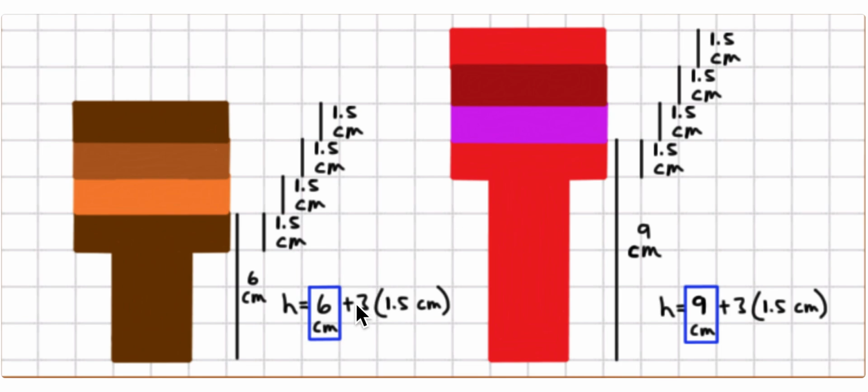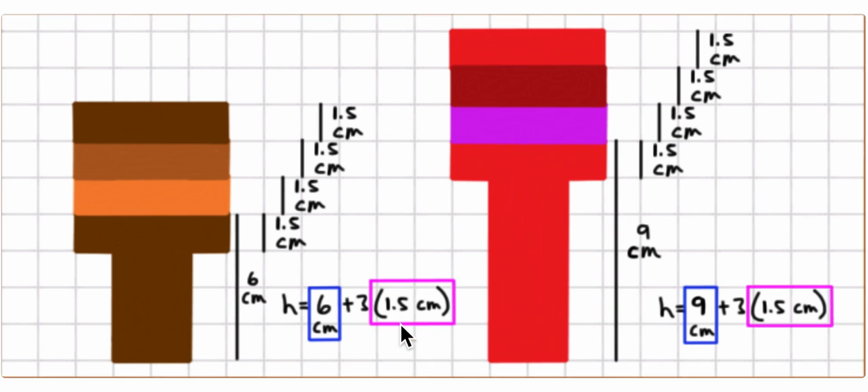So let's look at the equation. These are the two equations. So that 6 centimeters is the height of the first cup, the original cup. That's 9 centimeters, the original cup is 9 centimeters. And the 1.5 centimeters is the height of the lip.